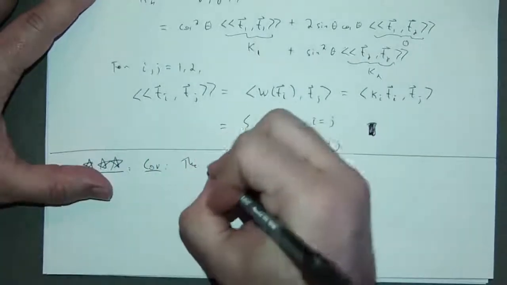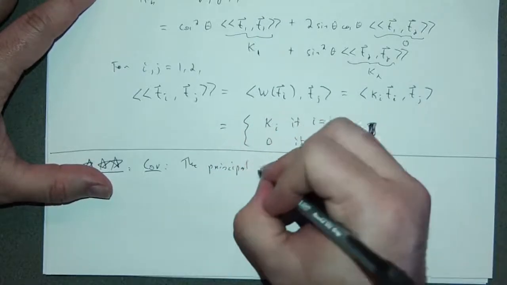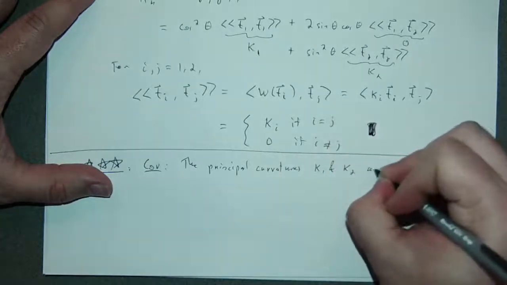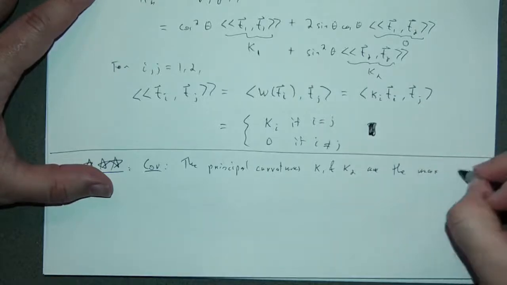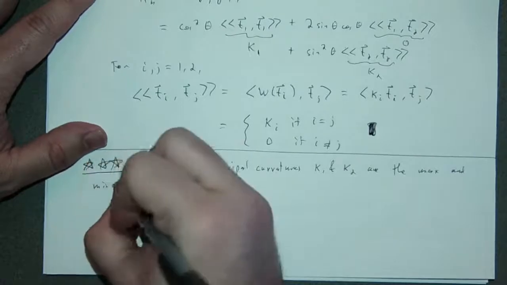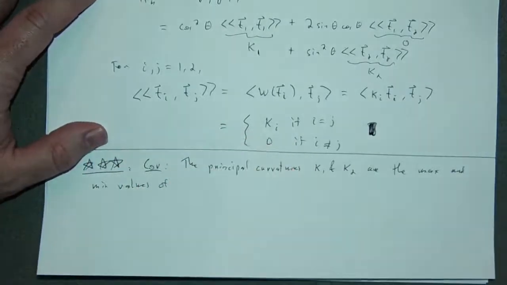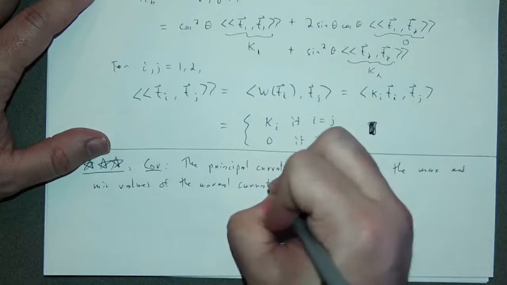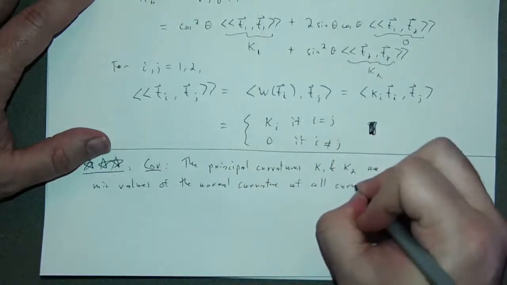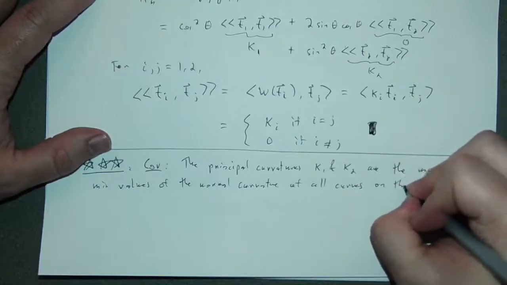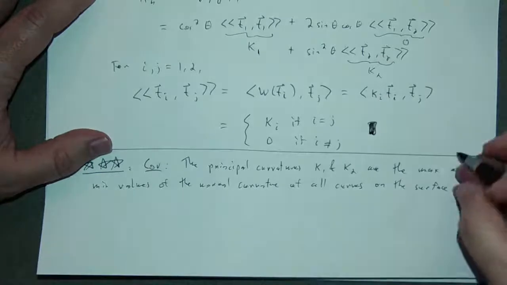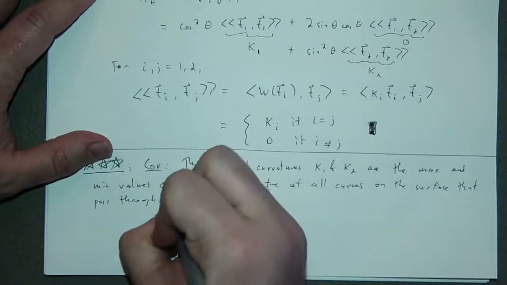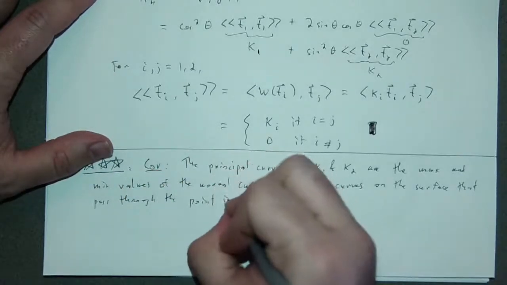Okay, the principal curvatures kappa sub 1 and kappa sub 2 are the max and min values of the normal curvature of all curves on the surface that pass through the point in question.